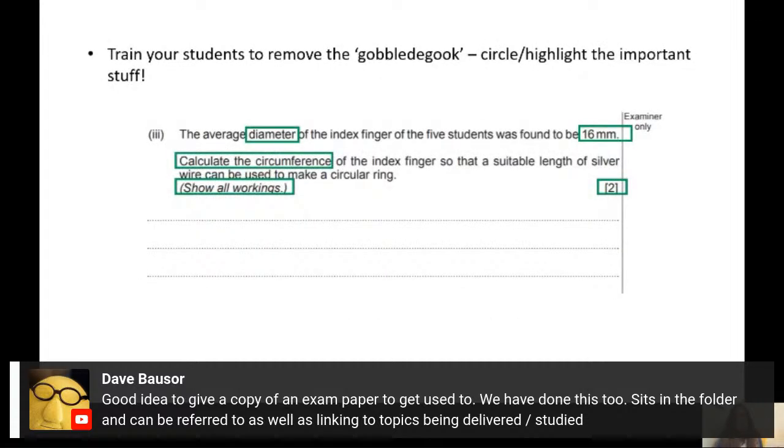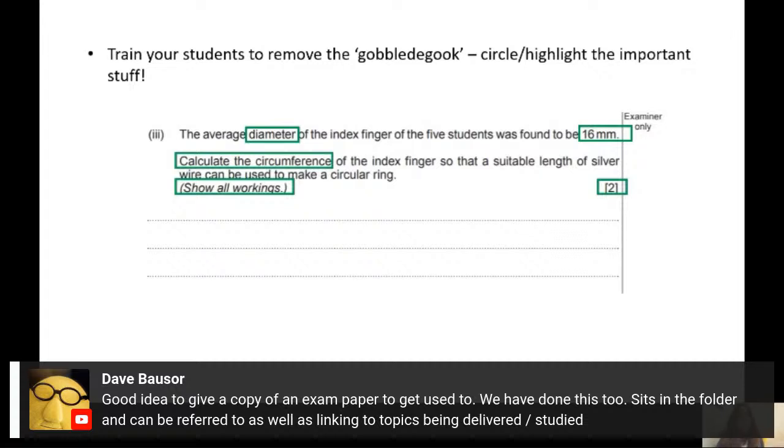And also getting rid of the gobbledygook as well. So sometimes maths questions in design technology papers have a lot of information in, and it can trick students out and they panic. And we've seen this lately with some students in year 10. So we're doing quite a lot of work with them on the wording of maths questions.